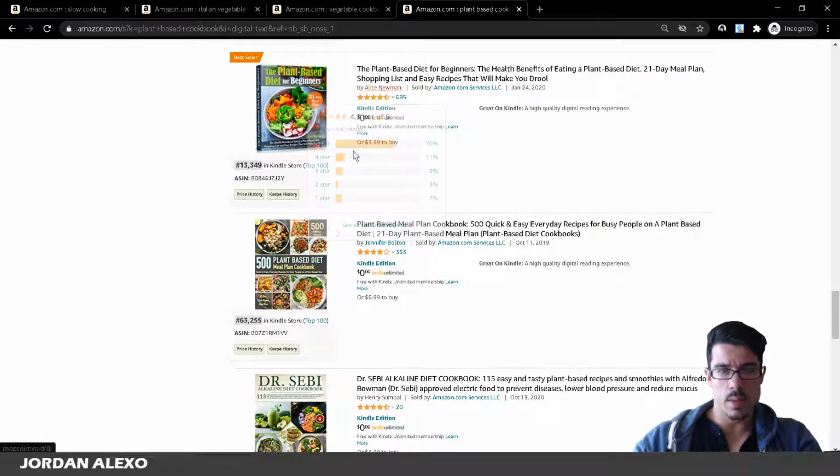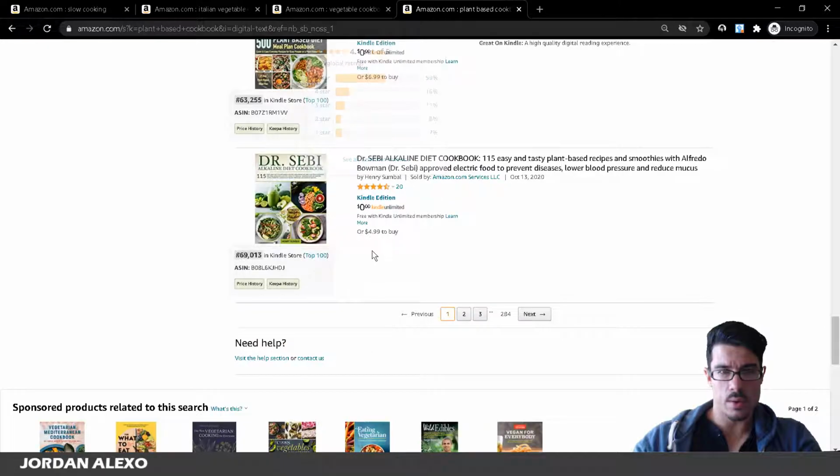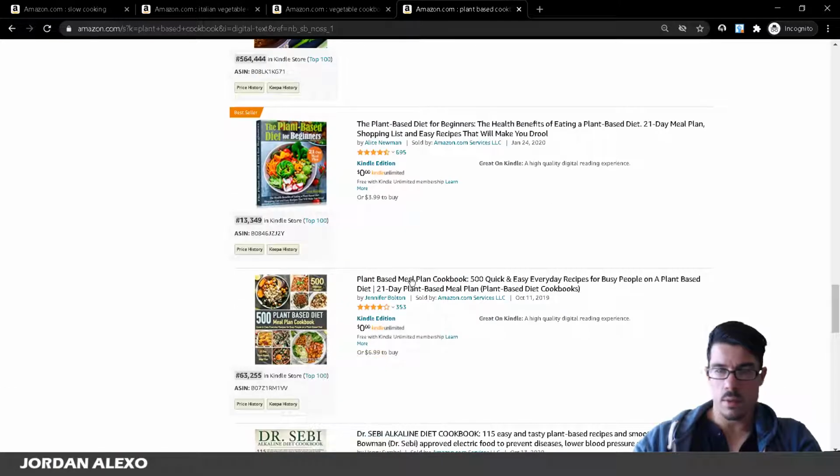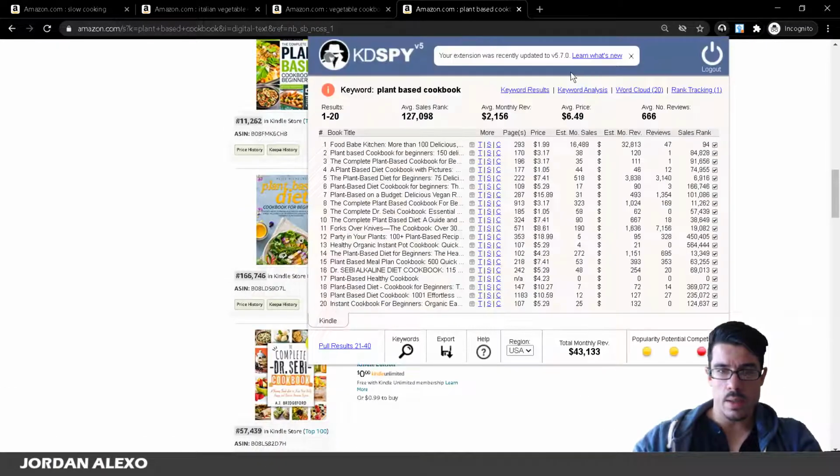These books now seem to belong to authors based on this number of reviews. Then the other thing I like to check, once I see that it's profitable and that I can compete with those books, is the number of pages. See if I can actually produce a book with this length.